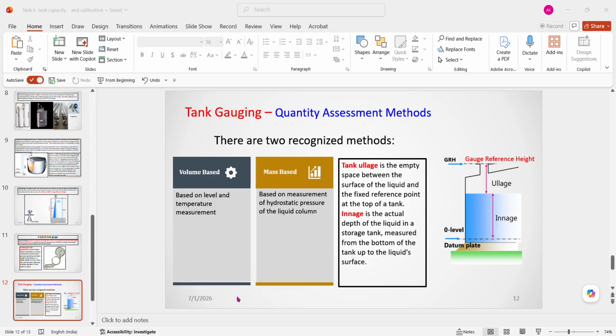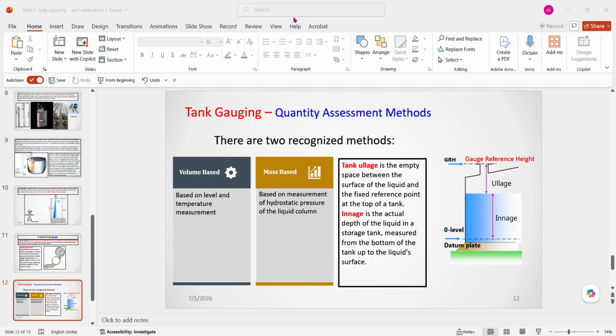And this is the gauging tape. When a float is not possible, you can directly drop the gauge through a wire, through a tape, and you can measure how much length of the fluid is there inside the tank.